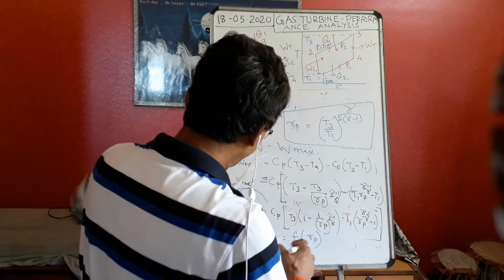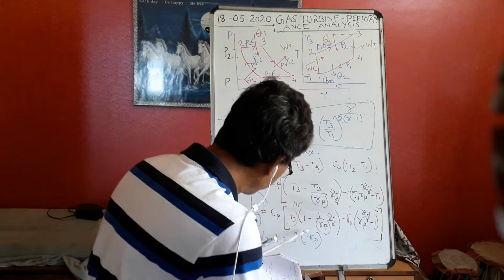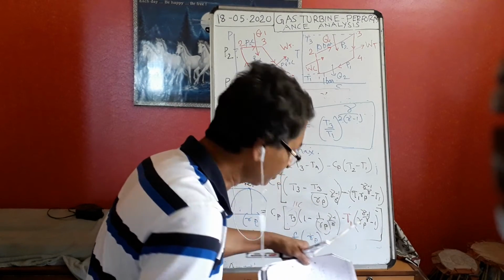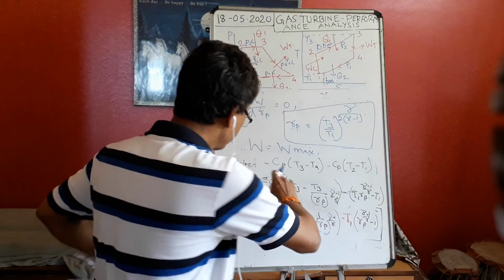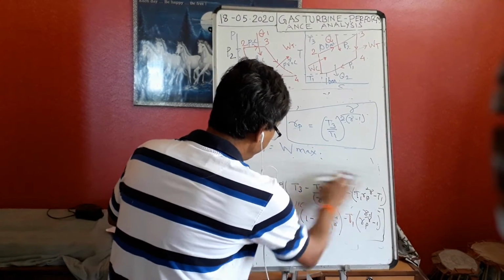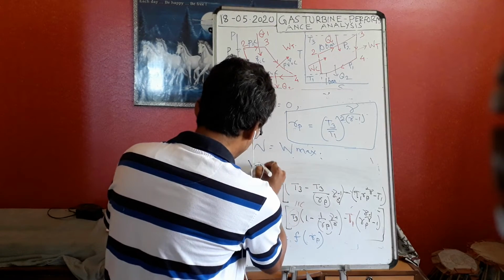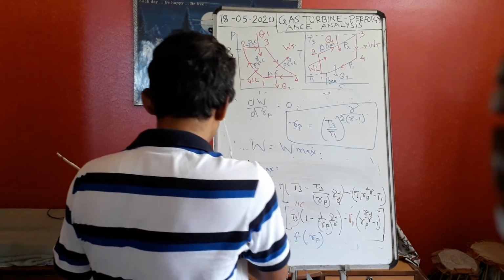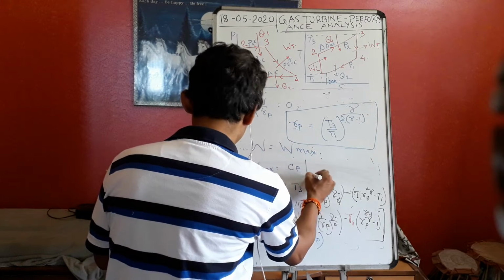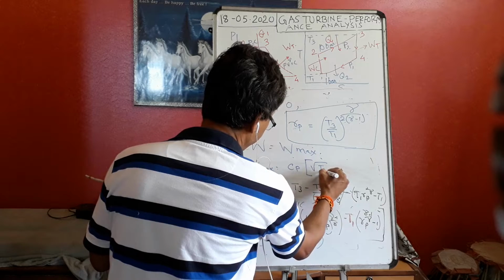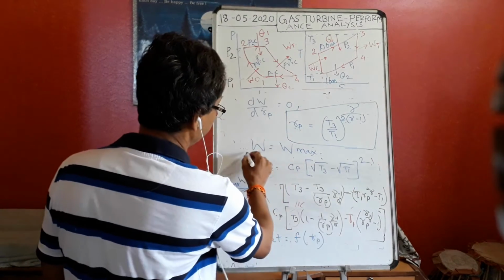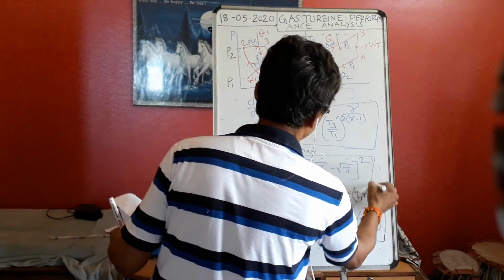Now, if I put this value RP equal to (T3 by T1) to the power gamma by 2(gamma minus 1) back here, this is also a simple derivation, also given in the notes. You do it, and what will finally come? W net maximum will be Cp times the square of root T3 minus root T1. How will this come?